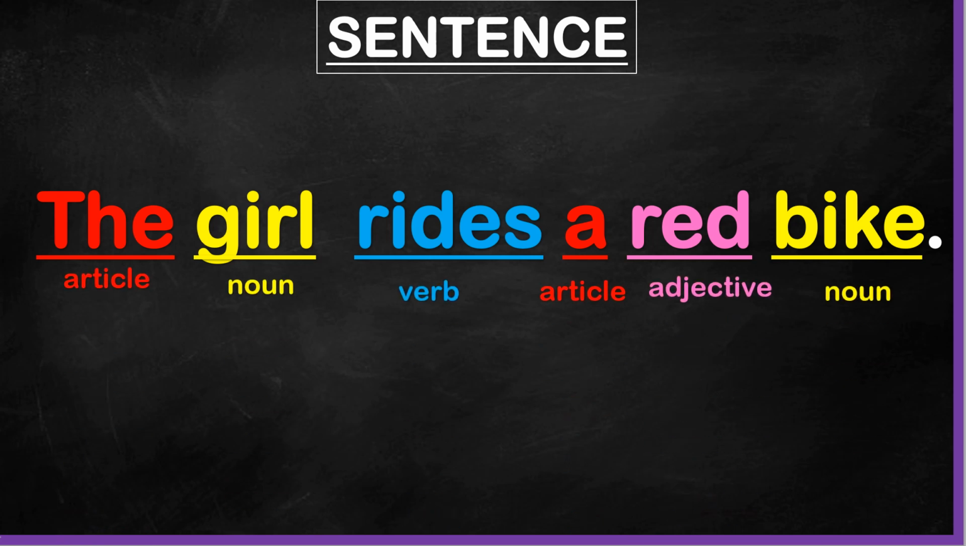Let us quickly try to understand what are the different parts of a sentence. In this sentence, the and a are articles, girl and bike in yellow are nouns, rides is a verb, it is showing us the action that is being done. And what is the description of the bike? It is a red bike. So therefore, red becomes an adjective.